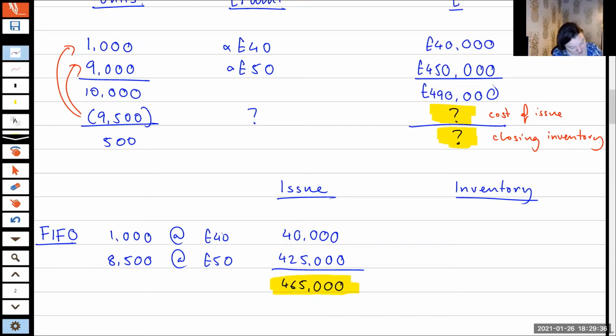In terms of the inventory, however, we know that we had bought in £490,000 overall, as we'd already written up, but now we have just issued £465,000 of that, which means we have £25,000 left as our closing inventory valuation. So I've now got my two figures for FIFO, 465 for the issue and 25,000 for the inventory.